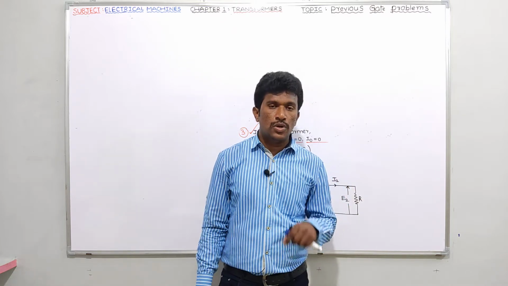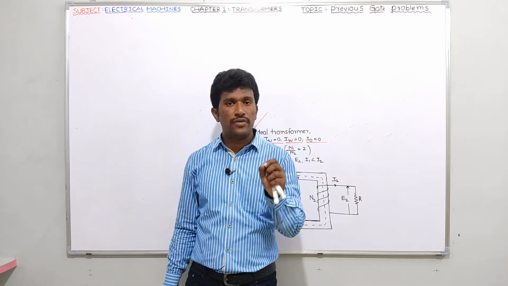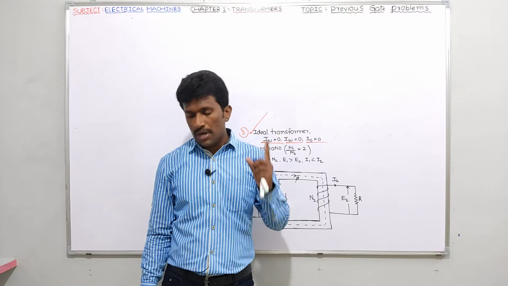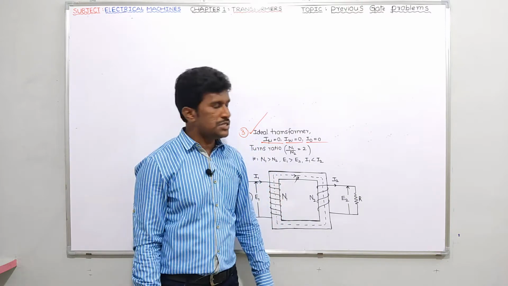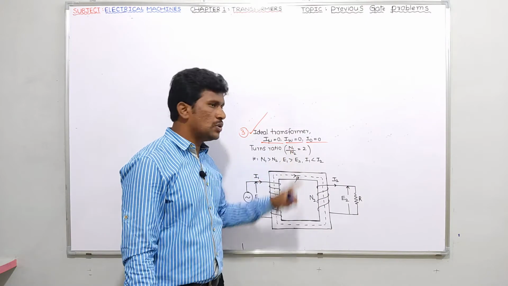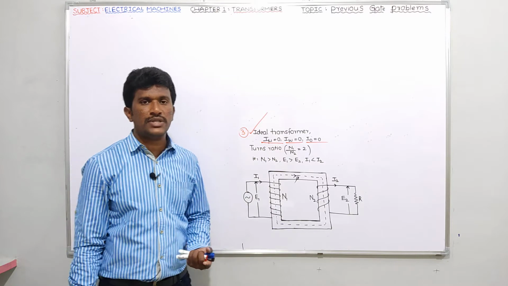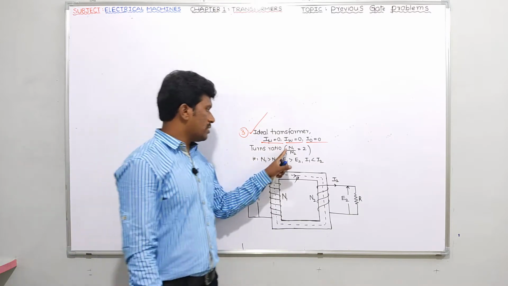N1 by N2. Even if it is not given, by seeing the words turns ratio, you should be able to confirm that it is N1 by N2. But anyway, in the question he has given the turns ratio N1 by N2. Suppose he does not mention N1 by N2; you should take it as N1 by N2 only. Turns ratio means N1 by N2, transformation ratio means N2 by N1. He has given the N1 by N2 value, how much?